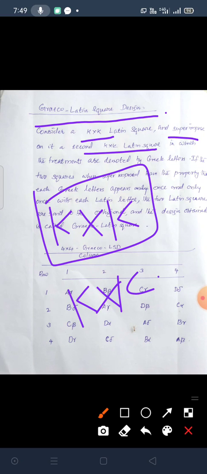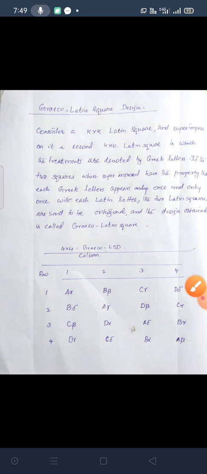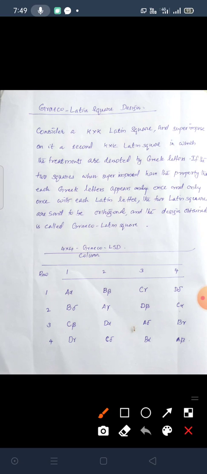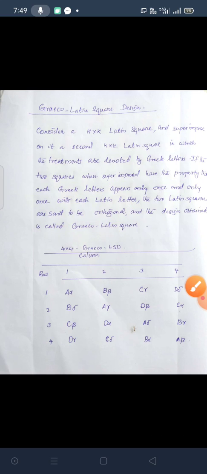So this is one k by k Latin square, this is another one, and we superimpose. If the two Latin squares, when superimposed, have the property that each Greek letter appears once and only once with each Latin letter, the two Latin squares are said to be orthogonal, and the design obtained is called a Graeco Latin square. Let me explain with an example.